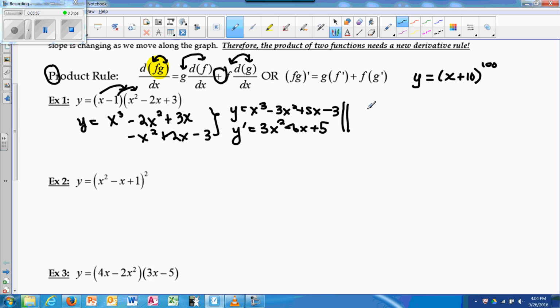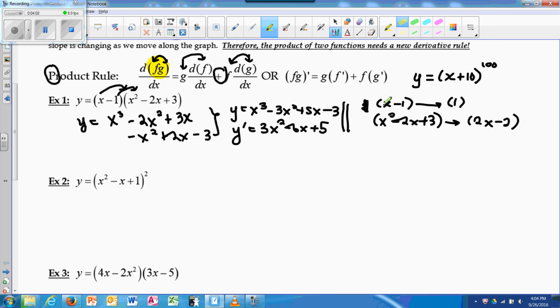So for our purposes, in our original, we have x minus 1 as one of our functions, and the derivative of that would be 1. We also have x squared minus 2x plus 3 as one of our parts, and the derivative of that would be 2x minus 2. So in my swapping process, I'm going to put the first function with the second function's derivative, and the second function with the first function's derivative. So we're going to kind of cross them over.